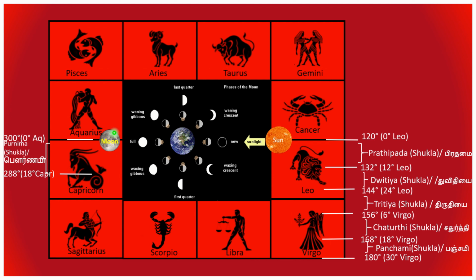Exactly 180 degrees opposite to the sun, you form Paurnami, which is the brightest half of the moon, and you see a full moon. From the earth, what will be visible to you is the full moon. So this is how it is.